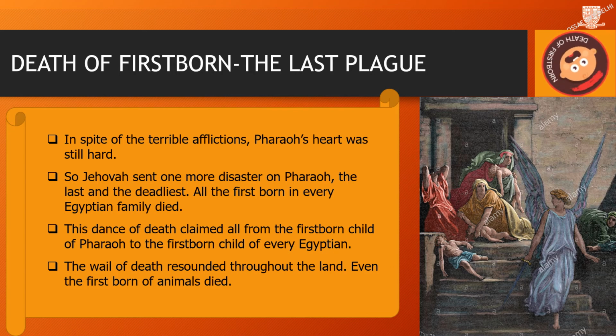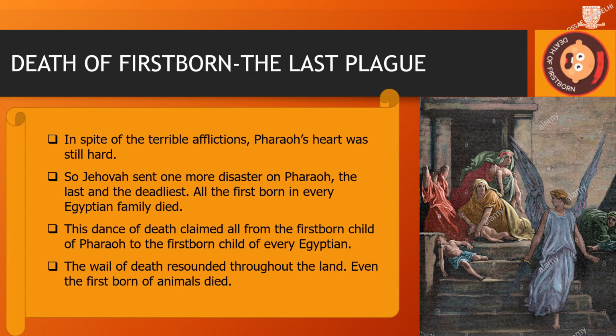In the 10th plague, which was the deadliest, all the firstborn, that is, the eldest in every Egyptian family, died. This dance of death claimed all, from the firstborn child of Pharaoh to the firstborn child of every Egyptian. So there was death even in Pharaoh's palace. His firstborn child died, and the firstborn child in every Egyptian family died.